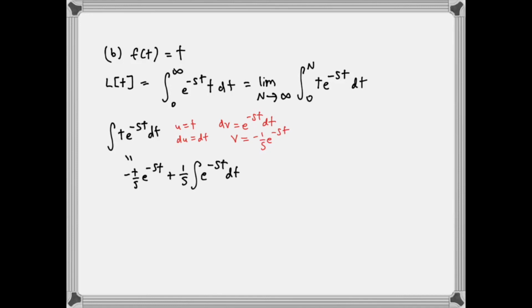Okay, but then I get another 1 over s that comes out of the integral, so it becomes negative 1 over s squared. So this guy becomes negative t over s e to the negative st minus 1 over s squared e to the negative st. Okay, so this is what I get for my antiderivative, right? Okay, so let's see what happens.